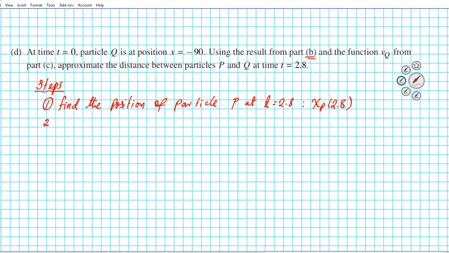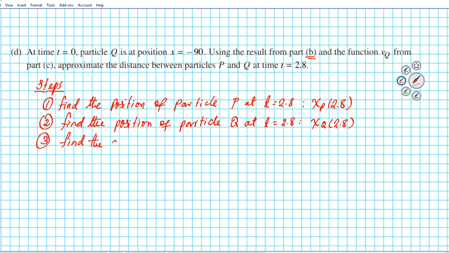And then secondly, guess what we're going to do? We need to find the position of the particle Q at the same time. So we're going to have x of Q of 2.8. So we have these two positions. Lastly, we're going to find the distance between them, between P and Q at t equals 2.8. So there you go.